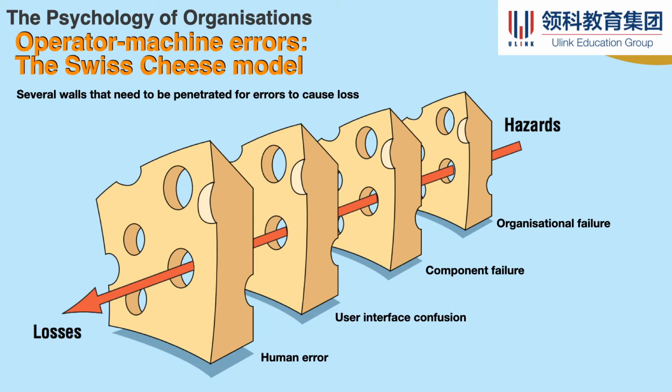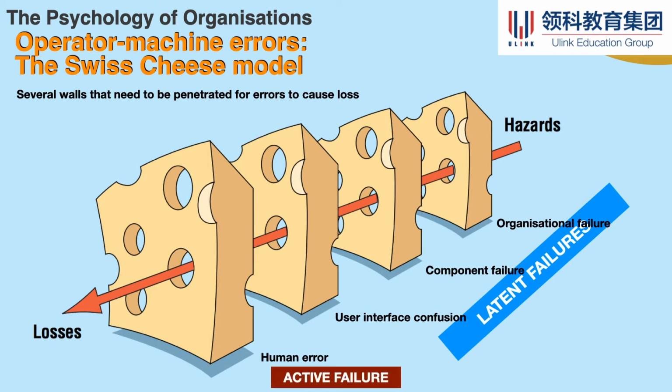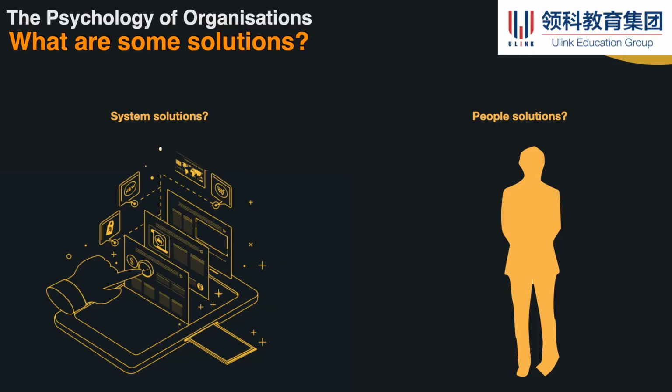Reason calls the first 3 latent failures. Those are failures that are under the surface, whereas the last failure is more of an act of free will. Again, it's more of an active failure. So in order to propose solutions, you have to look at it in 2 different ways. For the latent failures, you could look at system solutions. For the active failures, you could look at hiring or training people better, and those are people solutions.